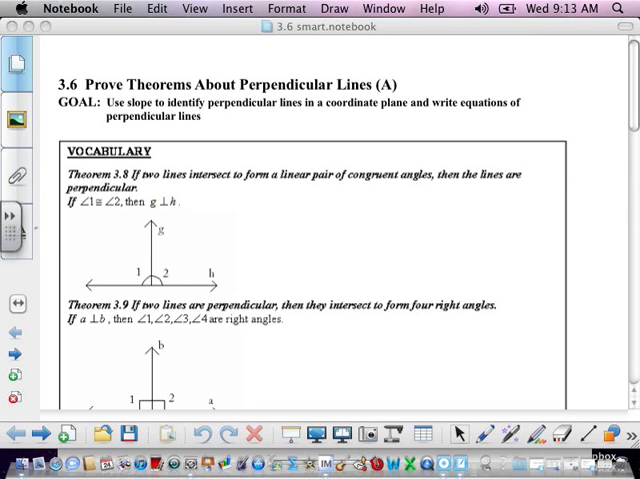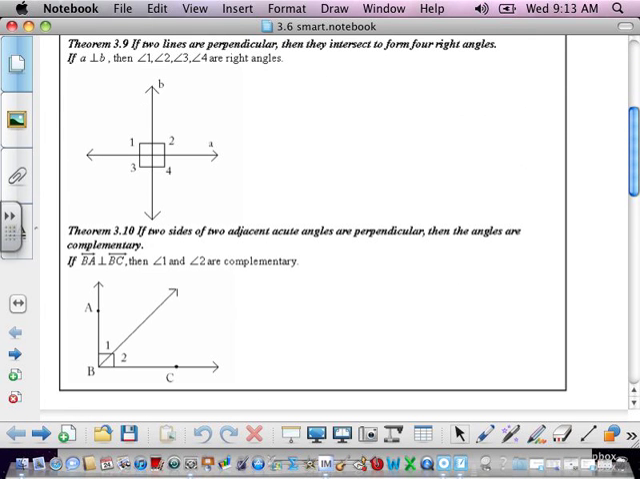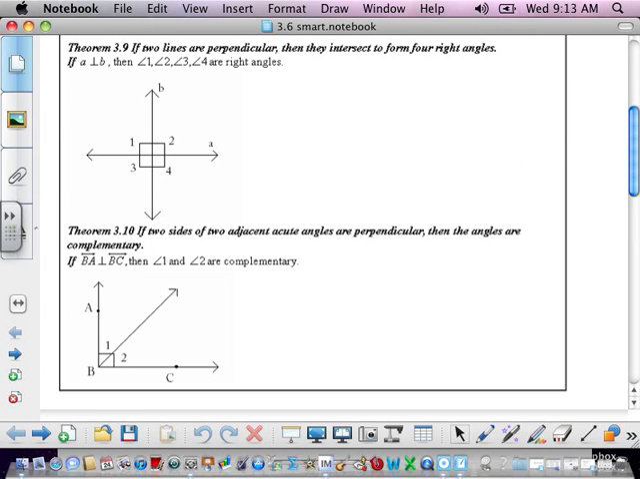Theorem 3.9. If two lines are perpendicular, then they must form 4 right angles. A and B are perpendicular, so angle 1, 2, 3, and 4 are all right angles.